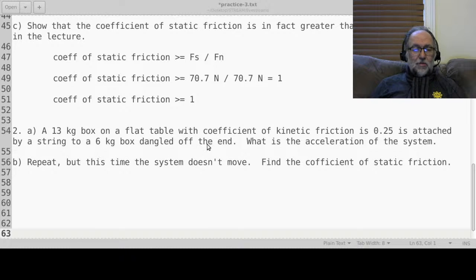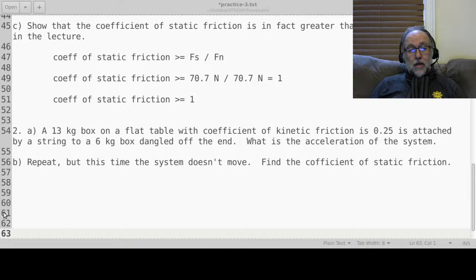But you've seen these problems before, so I'm not giving you all the details, and ask what's the acceleration of the system. And then part B, I say repeat, but this time assume that the system doesn't move, and find the coefficient of static friction. I don't know if we'll get through all of it, but I'll get as far as I can, and then this gets you most of the way through the assignment. There's just that last problem which has both an inclined plane and a dangling mass. We'll do one of those on Friday, but let's start with this one here.